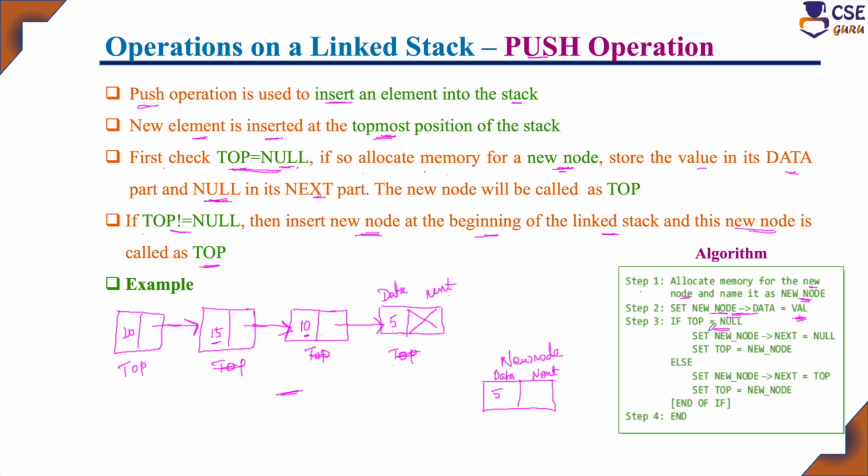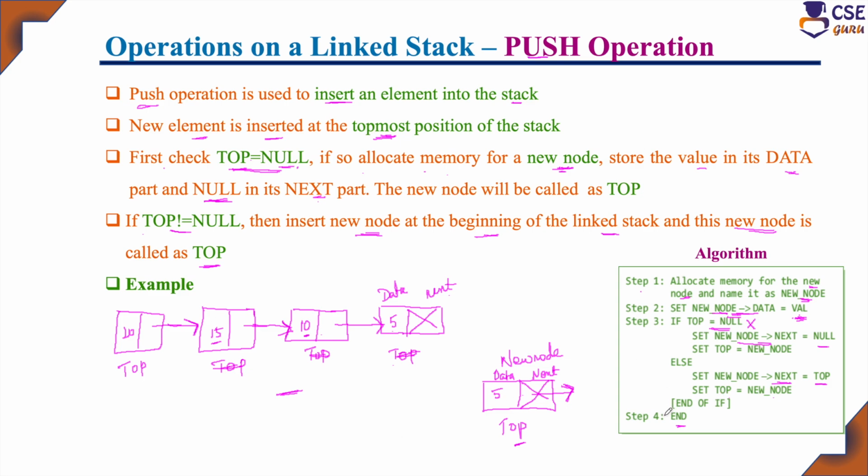If top is null, meaning there is no element in the stack, this new node is the first element in the stack. So in that case, new node of next is equal to null. Suppose this condition is false, meaning there is already an element in the stack. In that case, what do we have to do? Set new node of next equal to top, and set top equal to new node. This new node will be the top now. So this is the algorithm to implement push operation in linked stack.